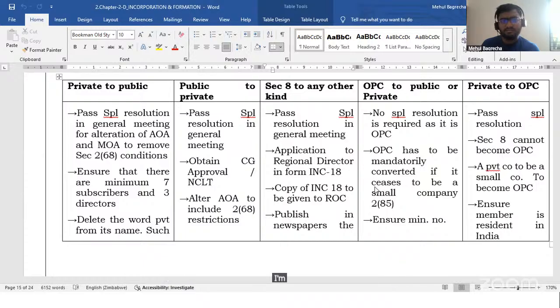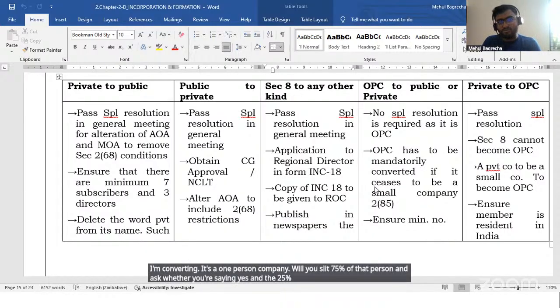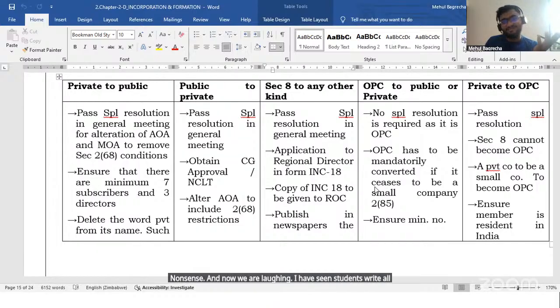Sir, only one person, sir. It's a one-person company. Will you slit 75% of that person and ask whether you're saying yes and the 25% of his body is saying no? Nonsense. And now we are laughing.